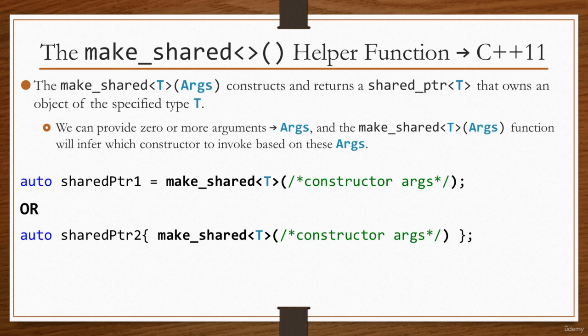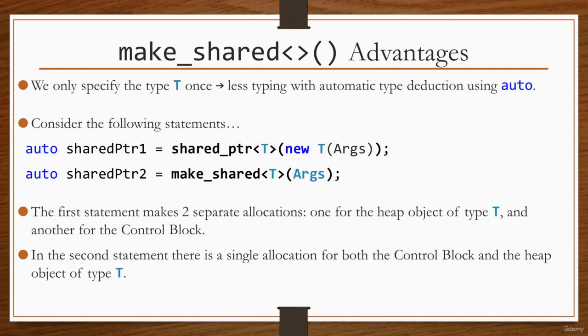With makeUnique, the helper function is going to infer which constructor to invoke based on the arguments. And also what's useful with this is we can use the auto keyword for type deduction, and you can use the assignment operator, or you can just use list initialization as well. What are the advantages of this makeShared helper function? Well, as with the unique pointer, we only specify the type T once, which is less typing with automatic type deduction using the auto keyword.